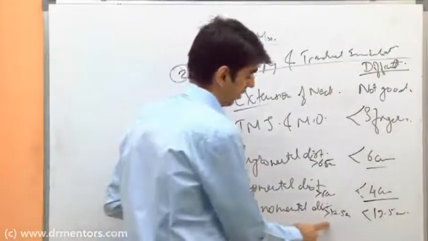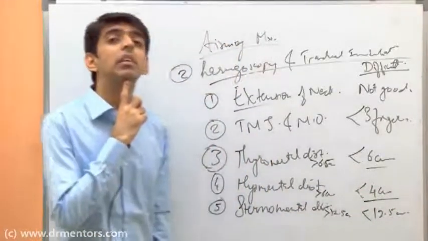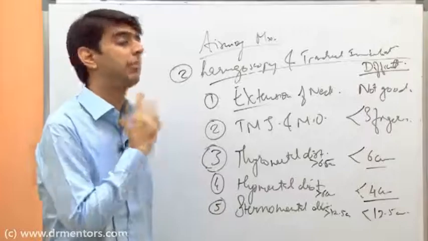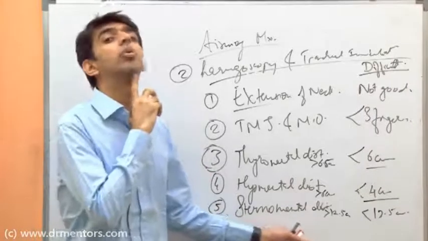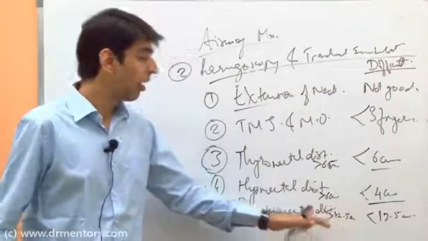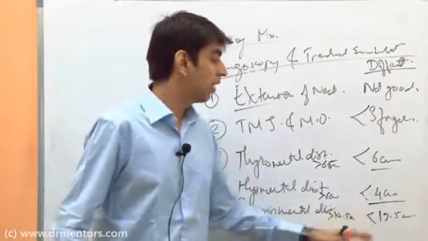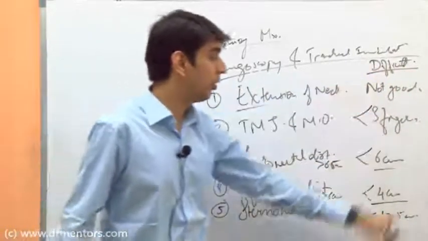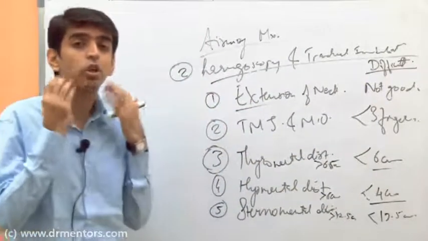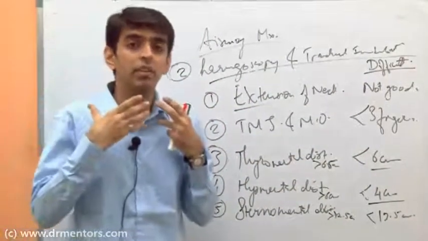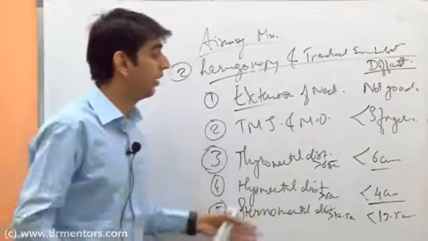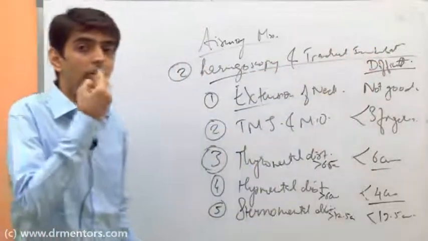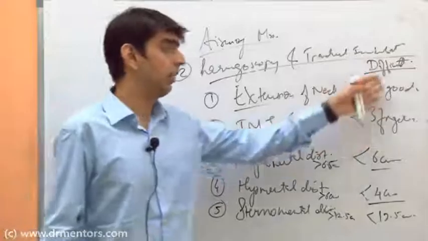Then sternomental distance. All these distances are measured with the neck extended in the sniffing position. The sternomental distance has to be more than 12.5 centimeters, which is normal. If it is less than 12.5 centimeters, the airway is considered to be difficult. The neck circumference, a short neck or a neck circumference of more than 40 centimeters, is a predictor of difficult airway, difficult laryngoscopy and difficult tracheal intubation. Mouth opening of less than 3 fingers is a difficult airway predictor.